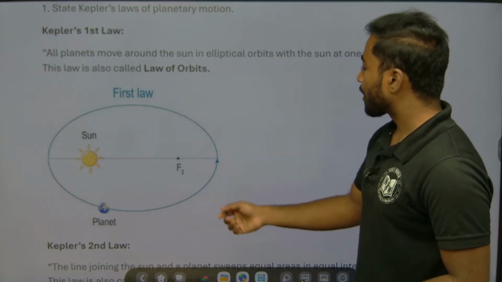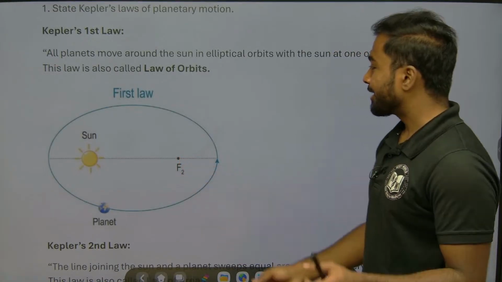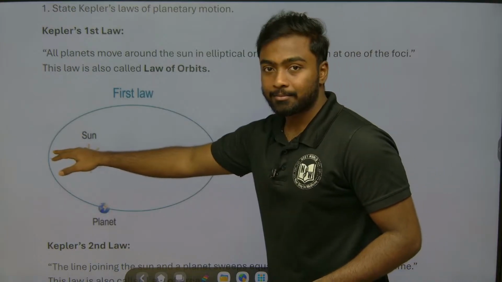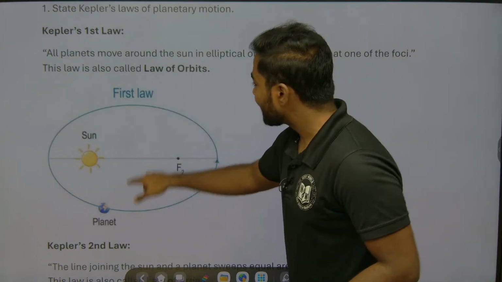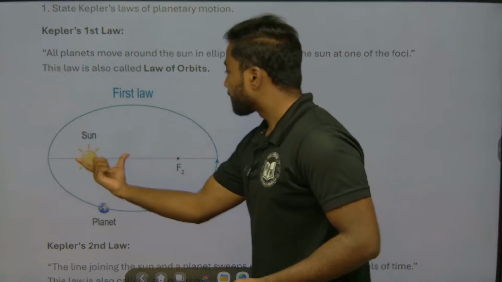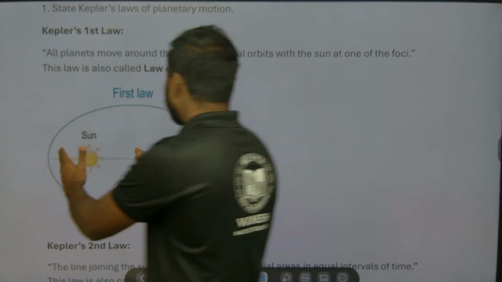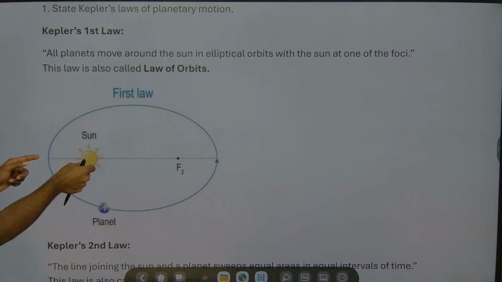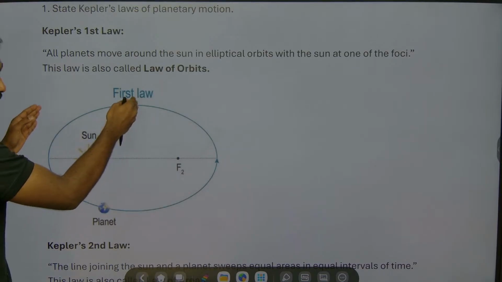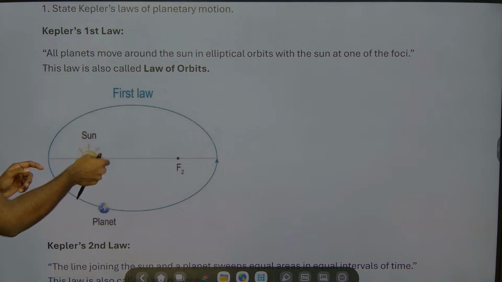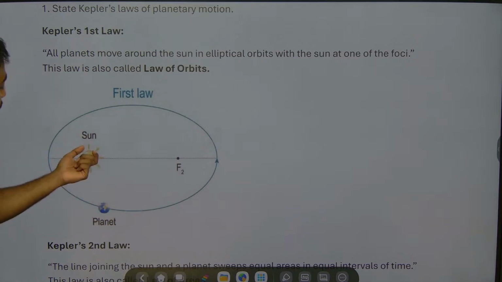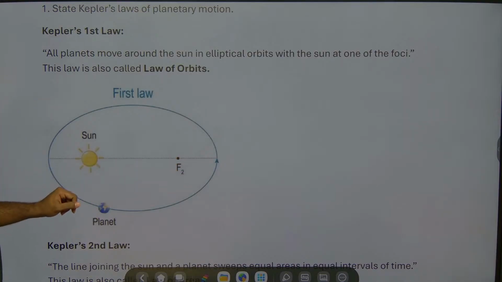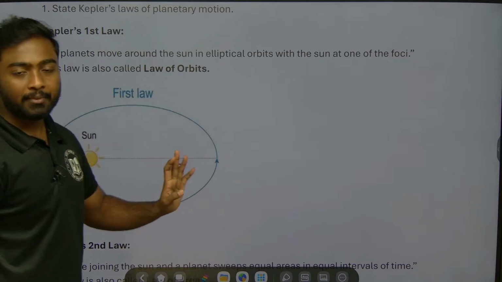So this is focus 2, and this is my major axis, and this is my minor axis. When I talk about the semi-major axis, it is half of the major axis. This is one focus point, and again this is one more focus point, right? This is the first law.